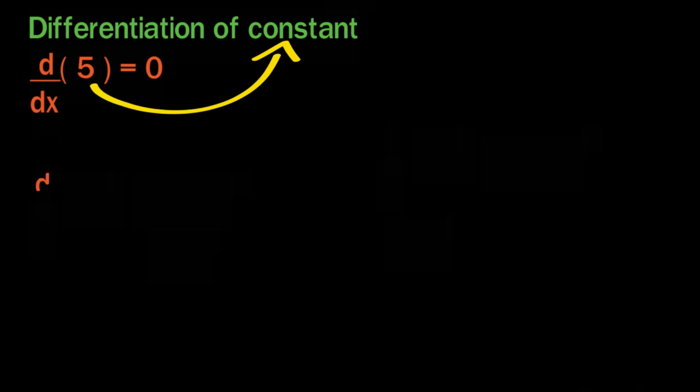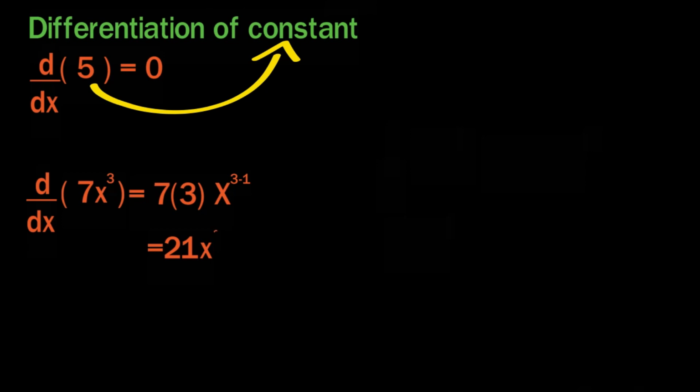Let's say we have differentiation of 7 multiplied by x to the power of 3. So power rule states that we use the power to multiply with the coefficient, which is 7 multiplied with 3x, and 3 minus 1 you will get x squared, so you will get 21x squared as the answer.